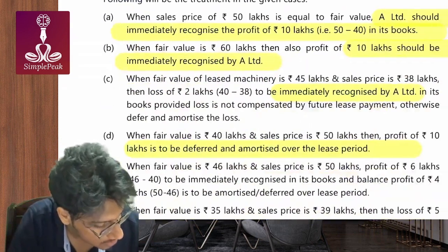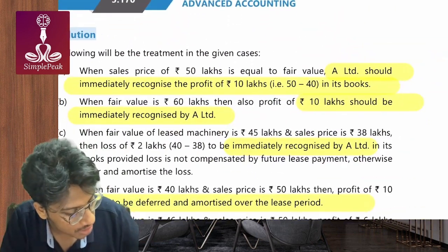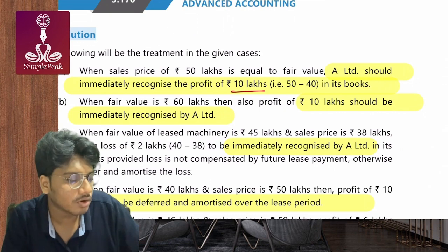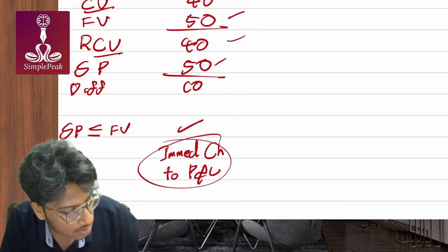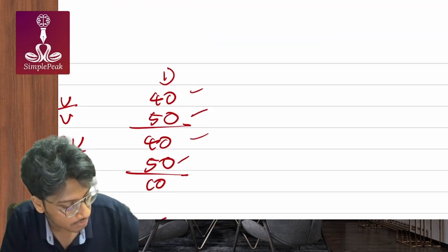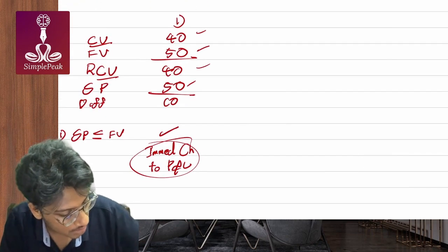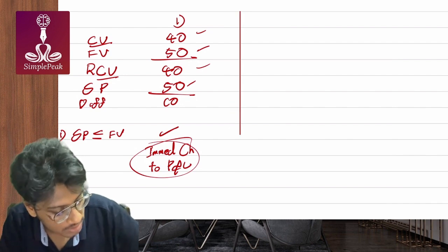What did it say? Let's check the first answer. A Limited should immediately recognize that 10 lakh rupees in the books of accounts. That's what it said, charge in the P&L account. Okay, immediately charge that difference to profit and loss account. Now, let's move ahead with the next part.